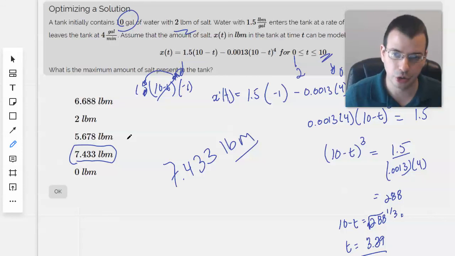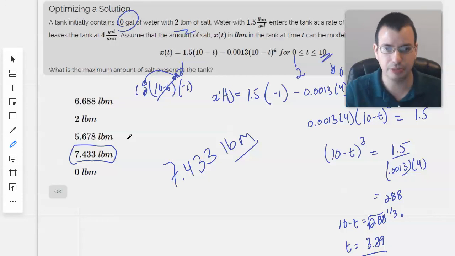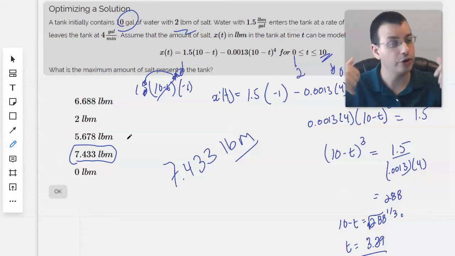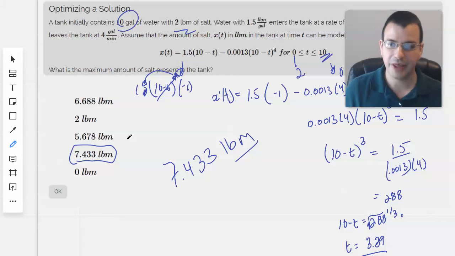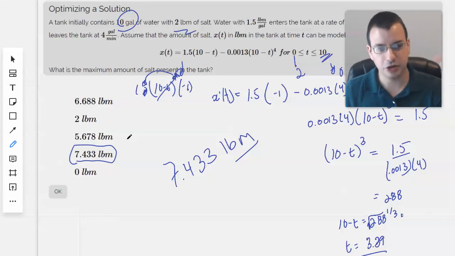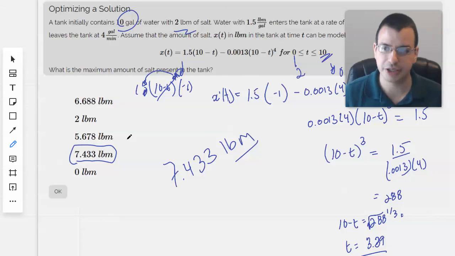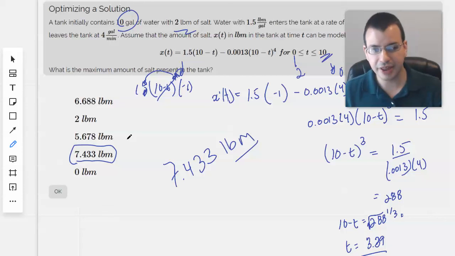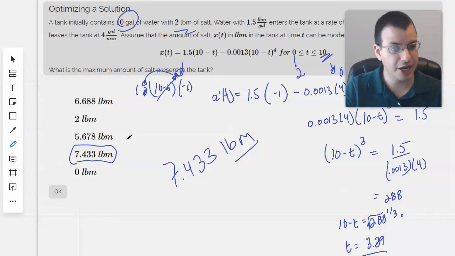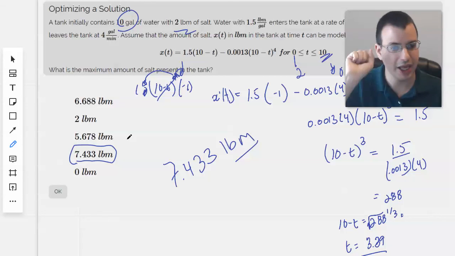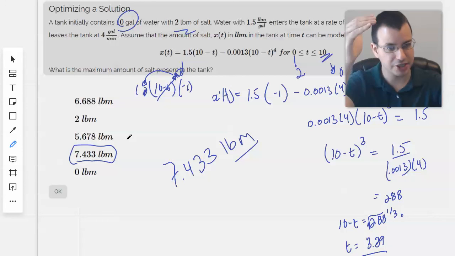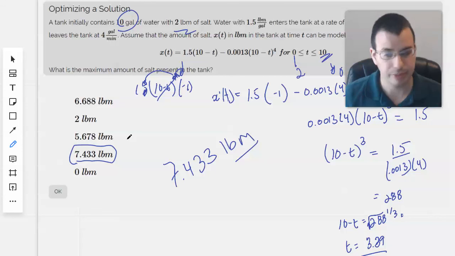So the general procedure for an optimization problem: you have an equation, or if you don't have an equation, you have to make one. This time we were given one. Take the derivative, set it equal to 0, and find that value of t or x. Plug that value back into your original equation and compare the number you get at that critical point to the endpoints to verify if it's a minimum or maximum.